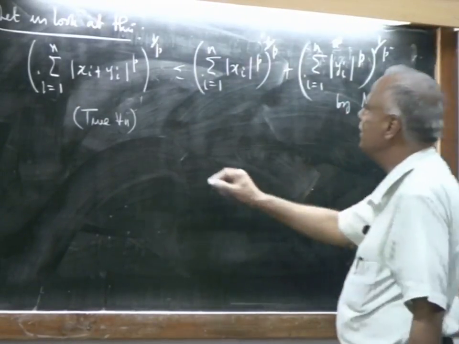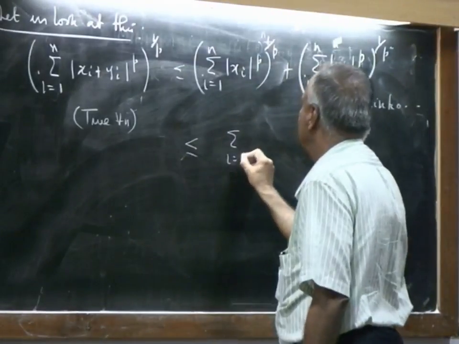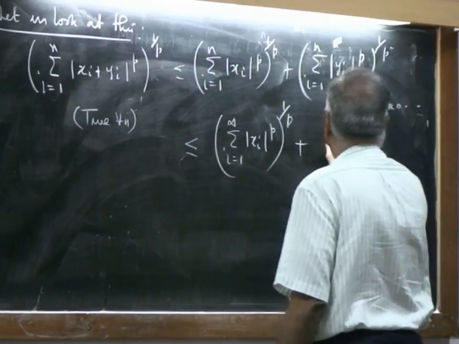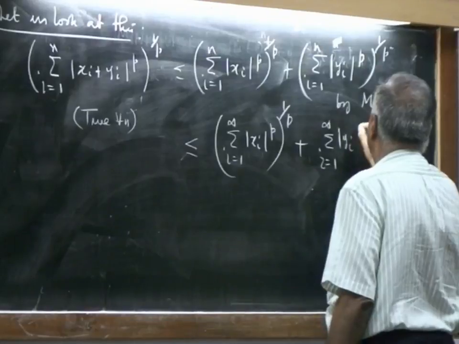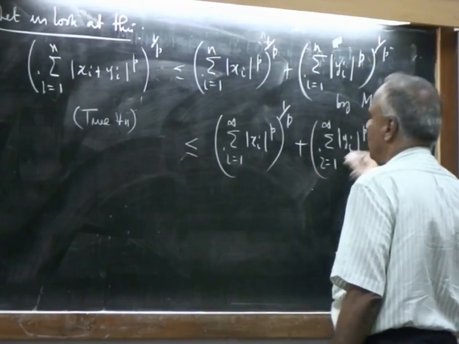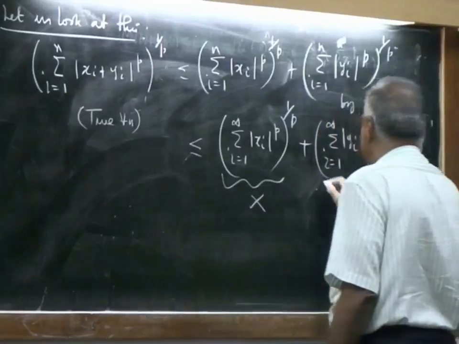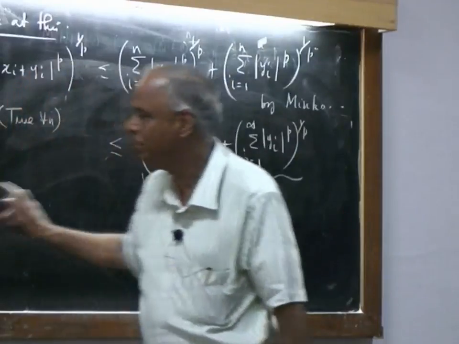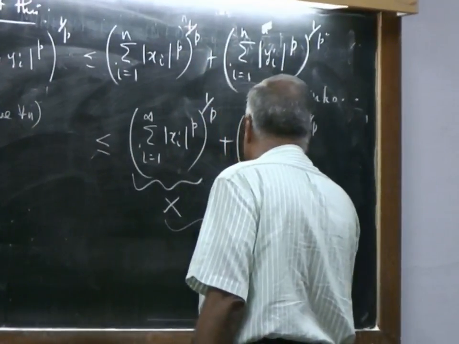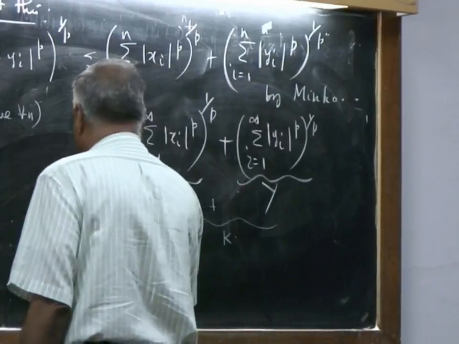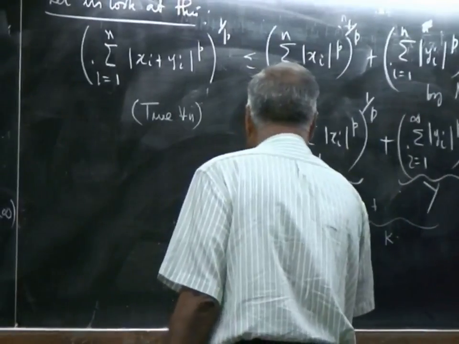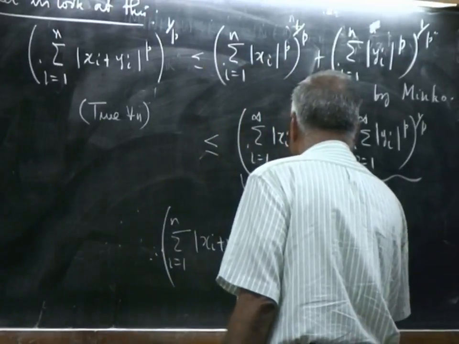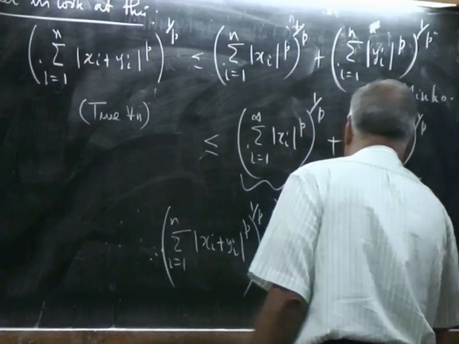But now what can I say about the right hand side? Any finite sum is less than or equal to the corresponding infinite sum. Let us call this x and this y. x is given to be finite and y is given to be finite. So x plus y is what I call k. So therefore, summation i equal to 1 to n mod xi plus yi to the power of p, to the power of 1 over p, is less than or equal to x plus y. And we are done.